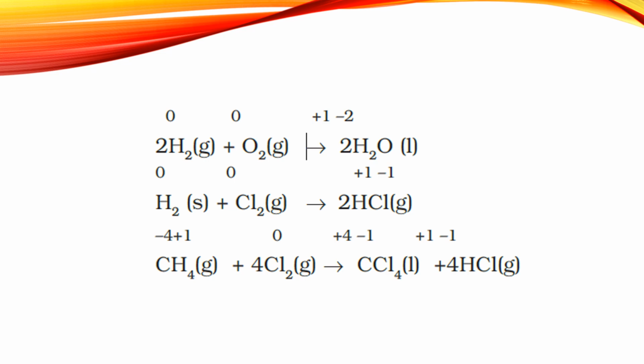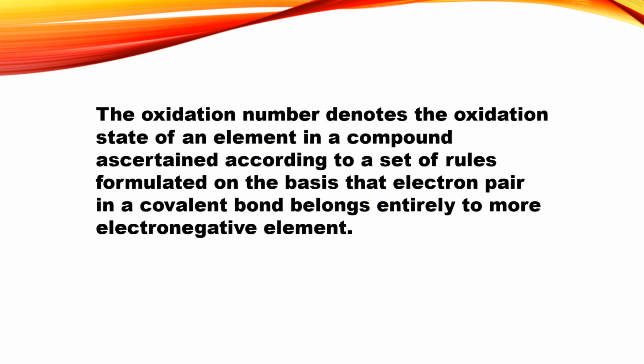So the oxidation number, this is the definition. The oxidation number denotes the oxidation state of an element in a compound, ascertained according to a set of rules. There are some rules formulated on the basis that the electron pair in a covalent bond belongs entirely to the more electronegative element. As we know, the oxidation number's definition is a sharing of electrons with each other, but this is a standard definition. Here you have to remember there is always a basis, that is, the electron pair in a covalent bond belongs entirely to the more electronegative element. So this is one more definition for oxidation number.